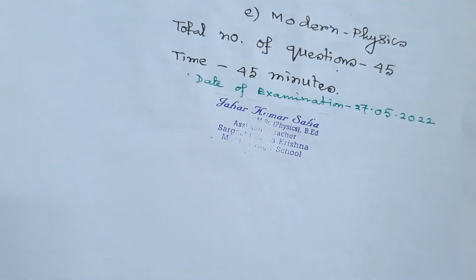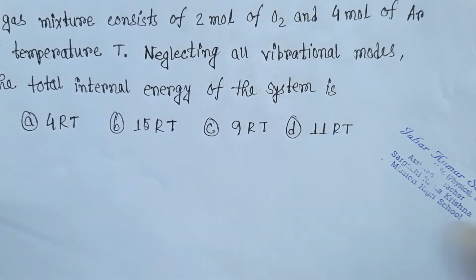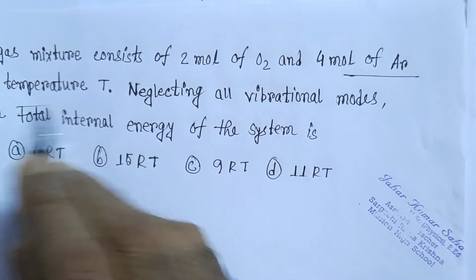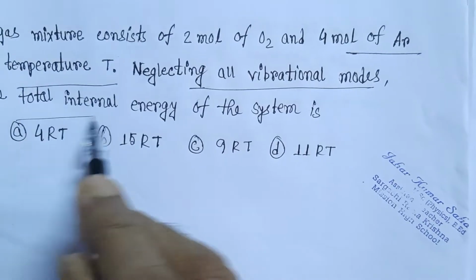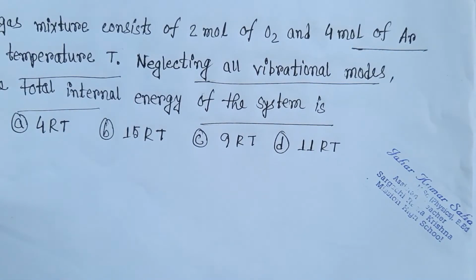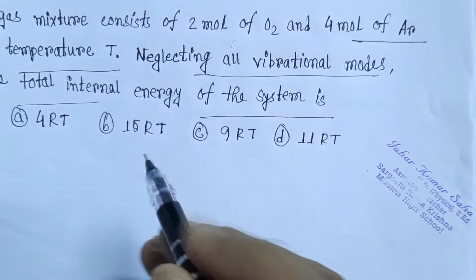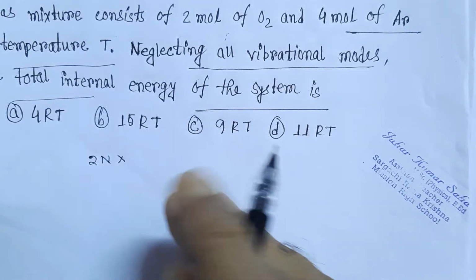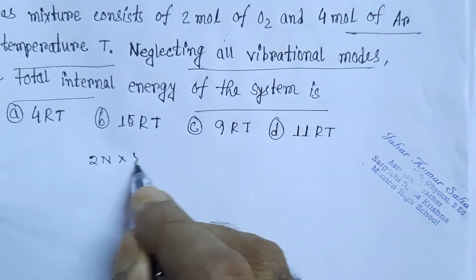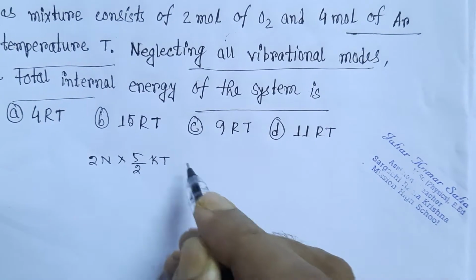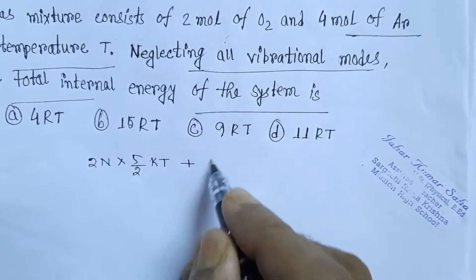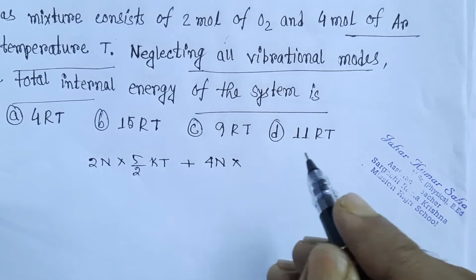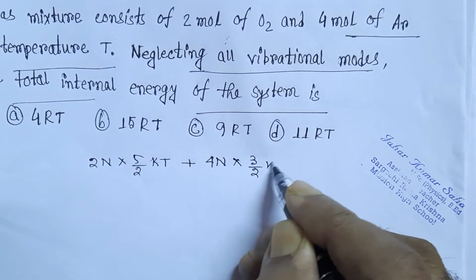Now let us see the question number 15. In question number 15, we see that a gas mixture consists of 2 mole of oxygen and 4 mole of argon at temperature T, neglecting all vibrational modes. The total internal energy of the system is here: 2 mole of oxygen, there are twice n number of molecules and each molecule having 5 degrees of freedom. Total energy is 5 by 2 into kT. Plus for argon there are 4 mole. Total number of molecules is 4n into argon having 3 degrees of freedom. Energy is 3 by 2 kT.